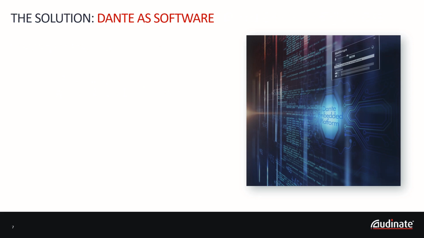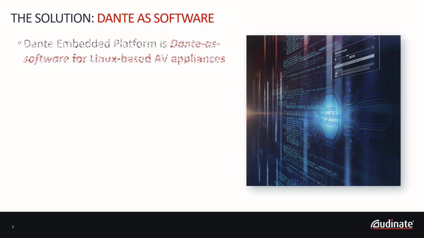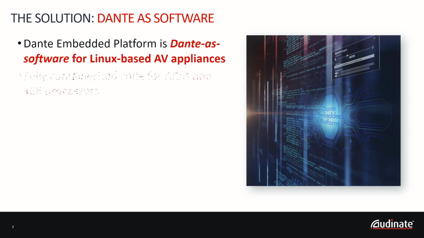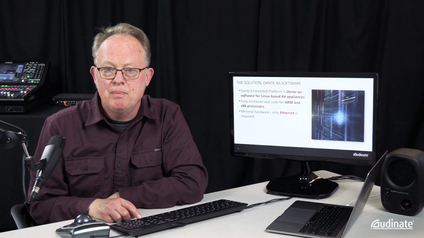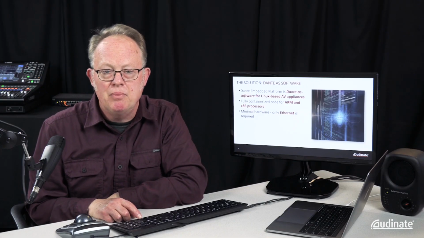Dante as software is Dante Embedded Platform. It's for Linux-based AV appliances. It's fully containerized code that runs on ARM or x86 processors. It has minimal hardware requirements. In fact, the only thing you need is an Ethernet port on your product to make it a Dante product.